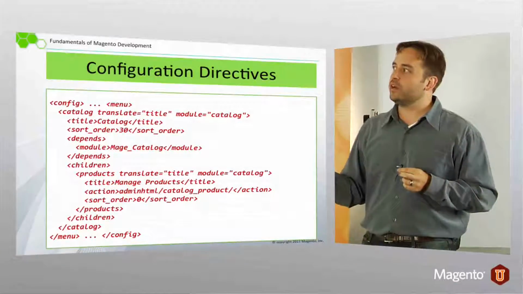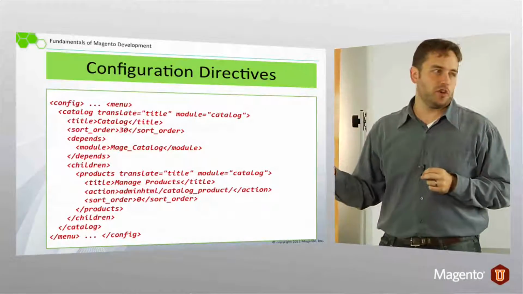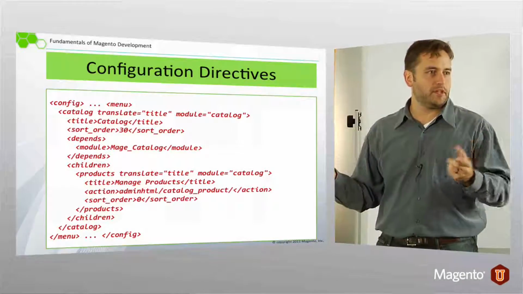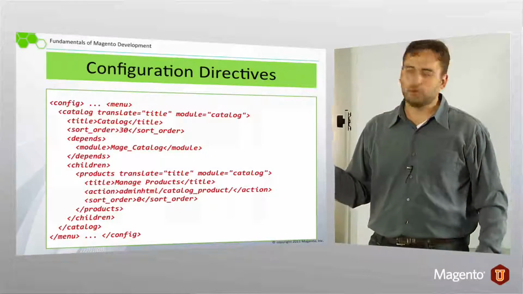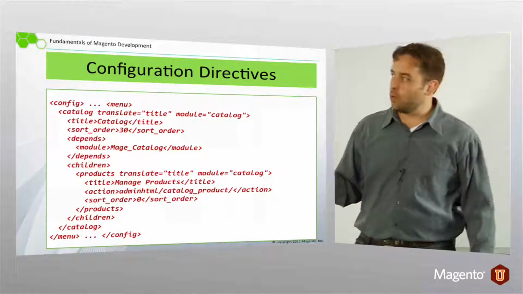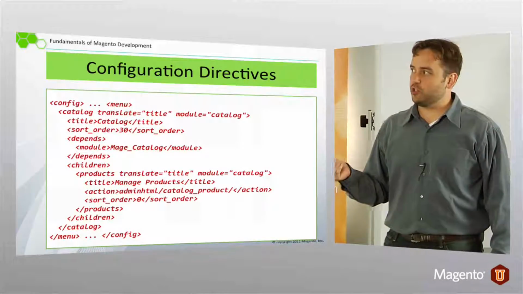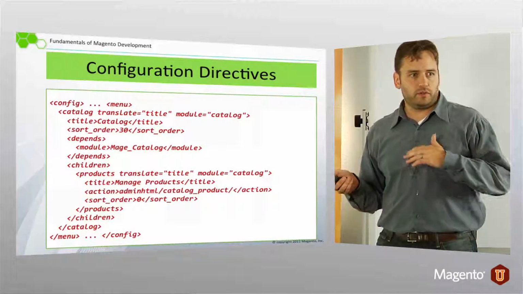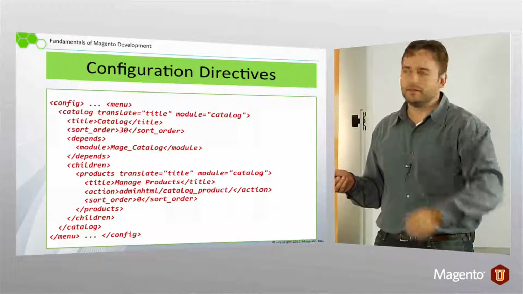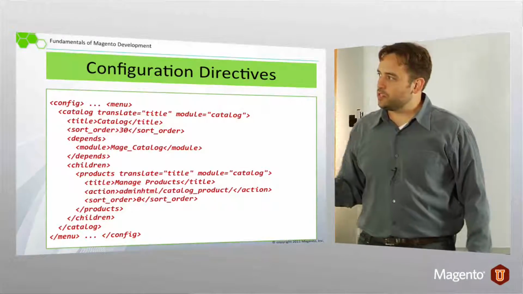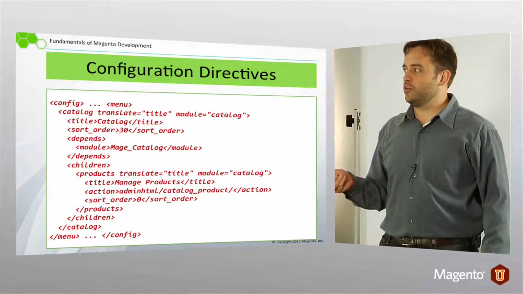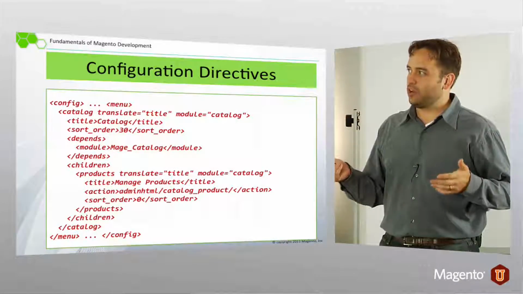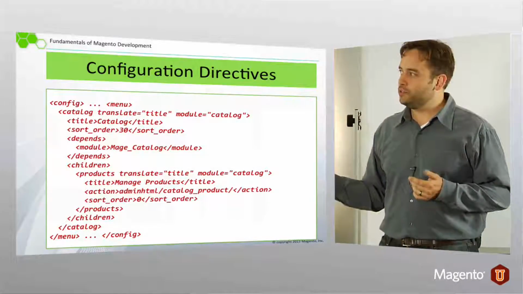So that'll be the container probably for catalog and all things catalog related. So here we declare a title. This will be what's shown, for example, in the top of your admin, catalog. That's where that comes from. And you can set a sort order, doesn't need to be sequential, but obviously the lower the number, the further to the left. So then you can also set up a dependency, declare the module. Of course, catalog would depend on Mage catalog being loaded.